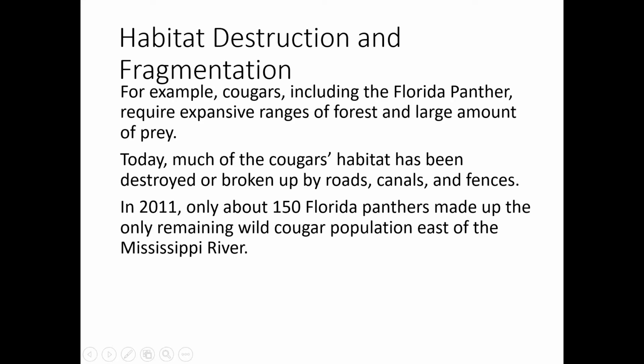The classic example is the Florida cougars, including the Florida panther, where these cougars need a very large and broad habitat to survive. They like to have a large area where they roam and hunt for their food. If humans come to that area and build their fences, their roads, and their canals that break up the land the cougar was used to freely roaming, that impacts the cougar's way of life and its probability of surviving. In 2011, it was estimated there were only about 150 Florida panthers left east of the Mississippi River.